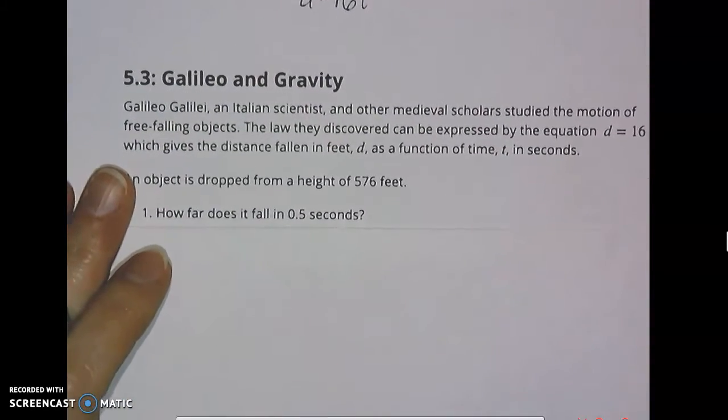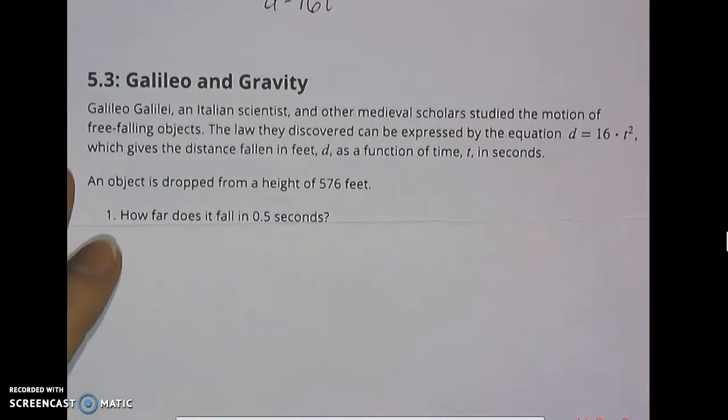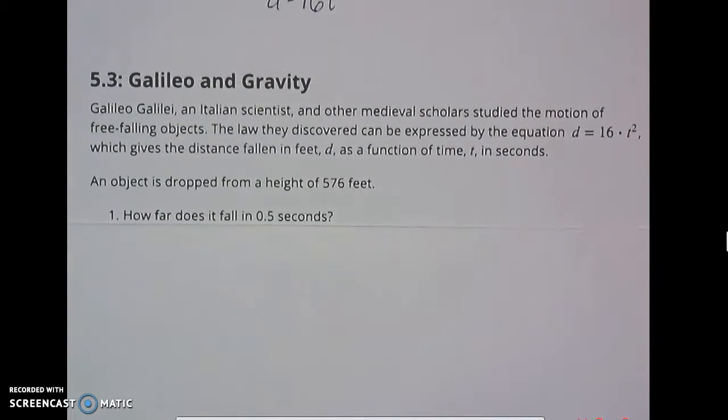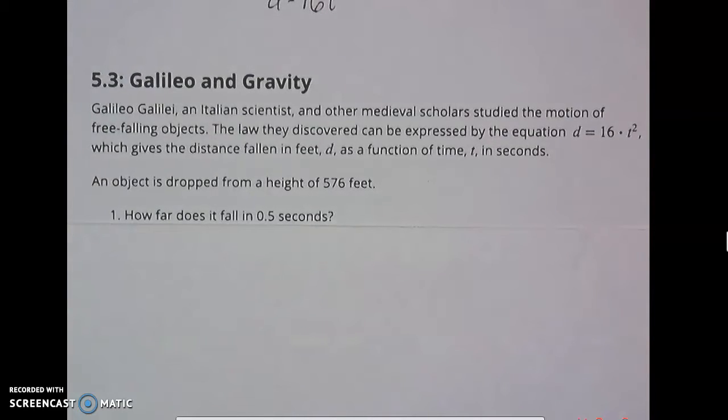So, our next piece here, we have Galileo Galilei, an Italian scientist, and other medieval scholars studied the motion of free-falling objects. The law they discovered can be expressed by the equation d equals 16t squared, which is what we just came up with up here, which gives the distance fallen in feet d as a function of time t in seconds. So it's really important. This formula only works for feet and seconds. Okay, so if you're talking about minutes or meters or miles, that doesn't work here.